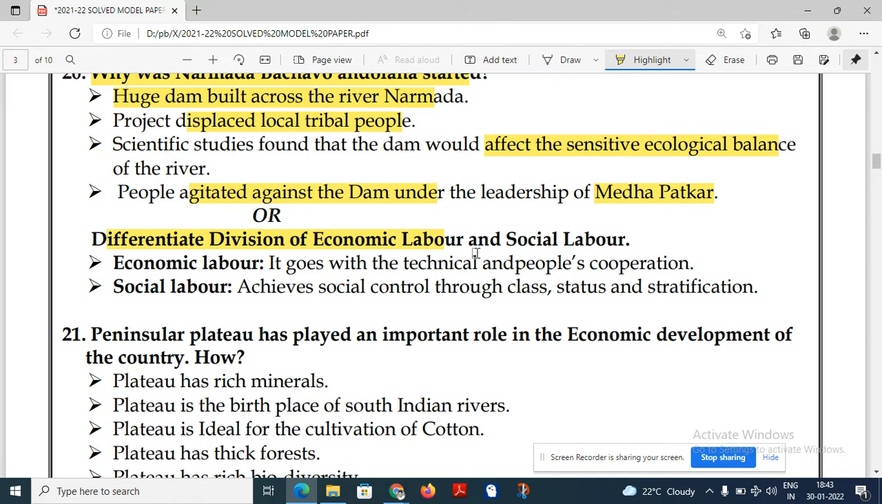One more alternative question is there: differentiate between economic labor and social labor. Usually the question is to differentiate between organized labor and unorganized labor, but this is a very different question. Economic labor goes with technical and people's cooperation, but social labor goes with social control through class, status, and stratification. Only 2 points can be awarded 2 marks.